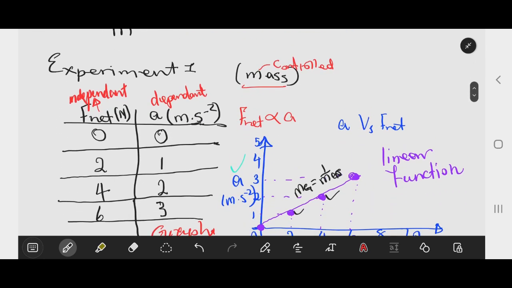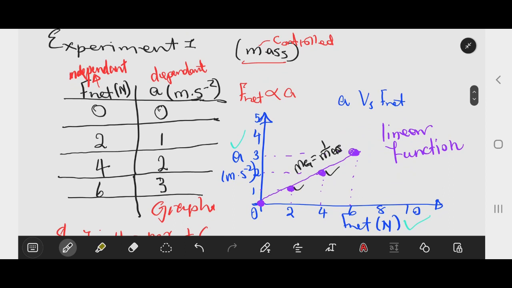And we performed an experiment in such a way that we were changing the net force and checking what will happen to the acceleration of an object. We concluded that when the net force increases, the acceleration also increases. So there is a direct proportion between the two variables. From our graph, we can see that this is a linear function, and if it is a linear function, we can perform our graphical analysis. From our graphical analysis, we concluded that the gradient of this line is equal to the inverse of the mass, or the gradient is equal to 1 over mass.